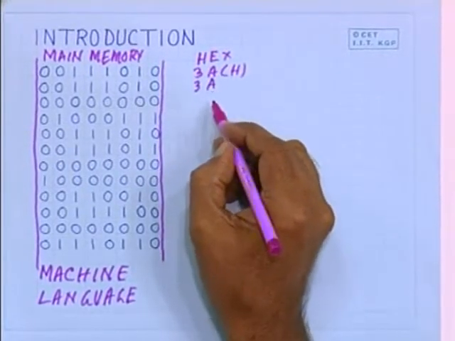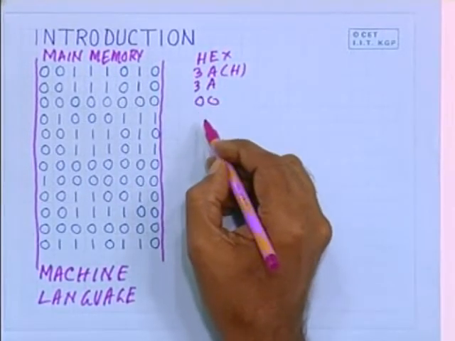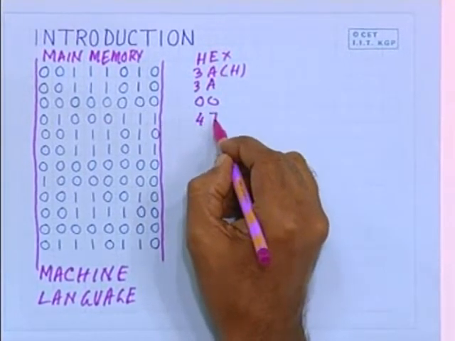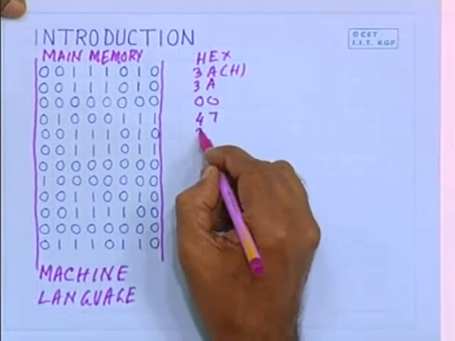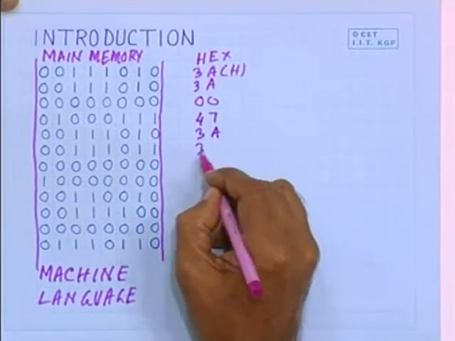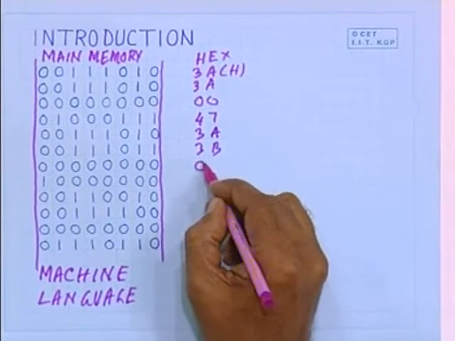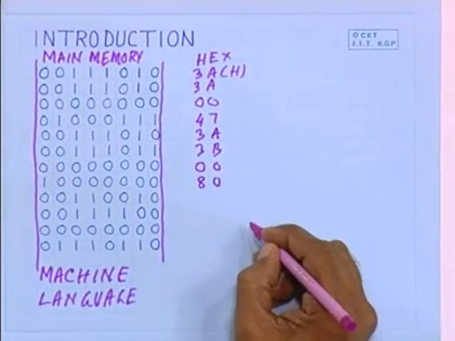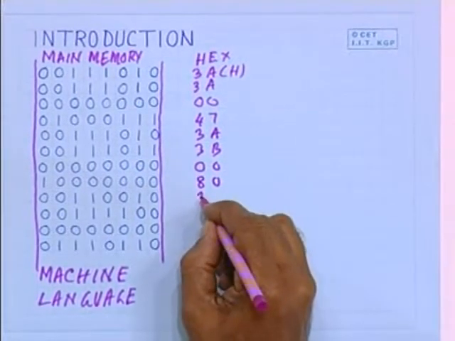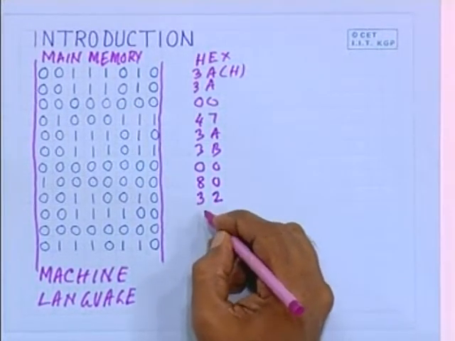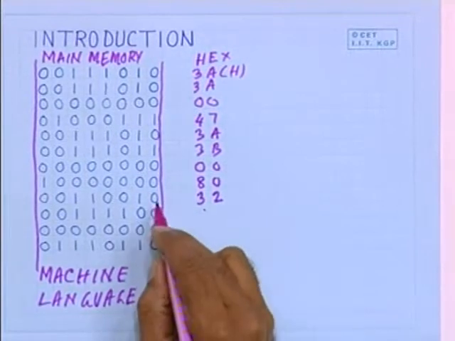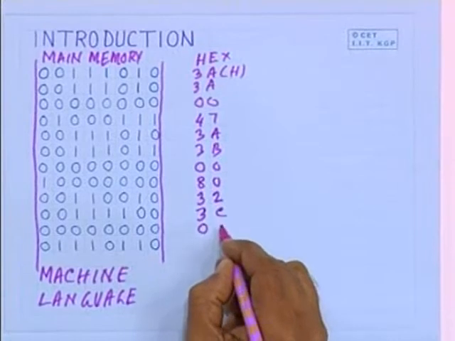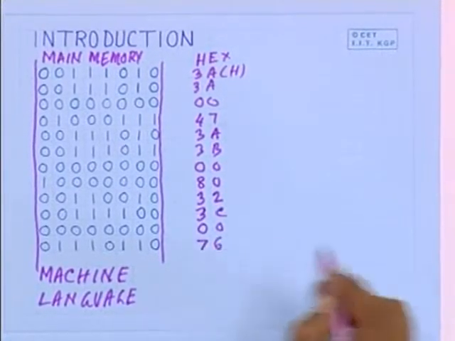So, 3A 00, this is 47, this is 3A, this is 3B, this is 00, this is 80, this is 32, this is 00, this is 32, this is 3C, this is 00, and this is 76.